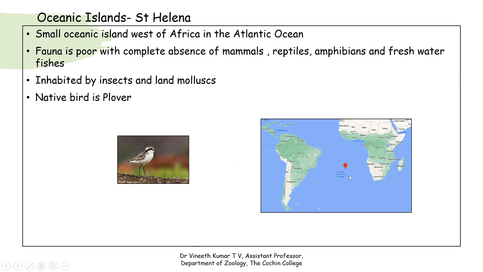So this is the piece of land shown here, and the only native bird seen here is the plover. Mainly insects and land mollusks are represented in this particular region. So with this, we come to the end of our discussion on insular fauna.